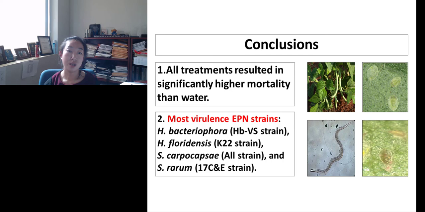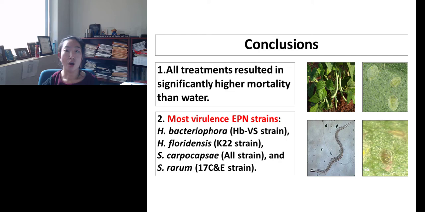Now let's come to the conclusions for the laboratory experiment about snap beans, whitefly, and nematodes. First, we found that all the treatments resulted in significantly higher mortality than the water control. And second, we found the most virulent entomopathogenic nematode strains against the whitefly nymphs. They are the HBVS strain, the HFK22 strain, the SCO strain, and the SRAR 70C and E strain.